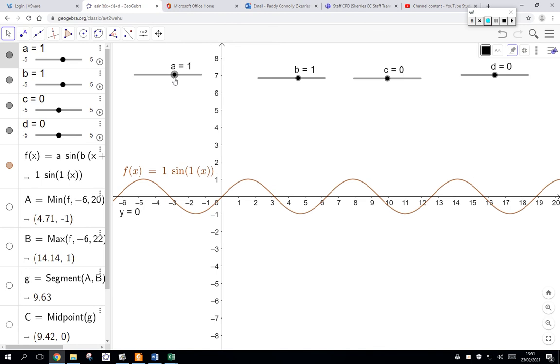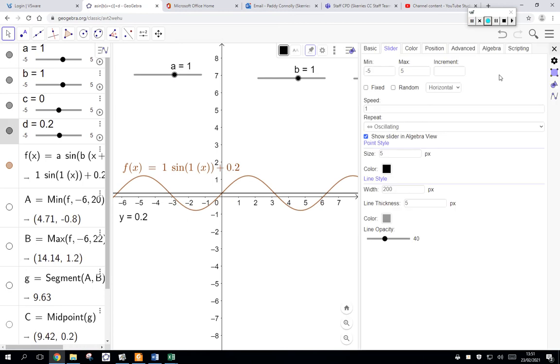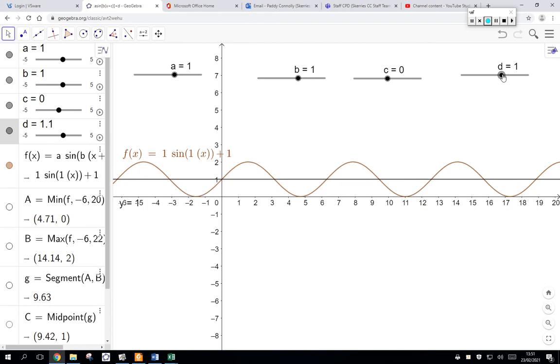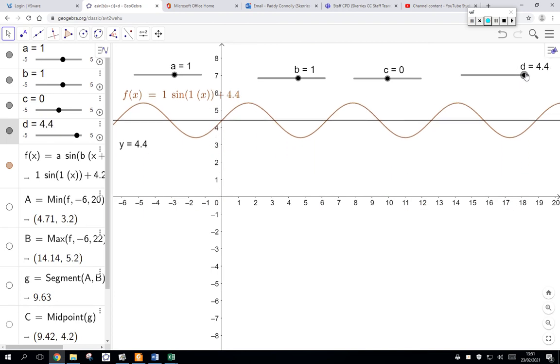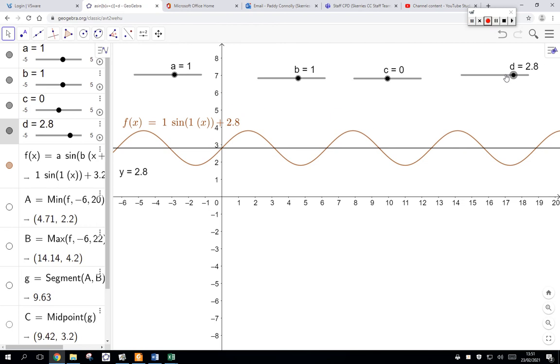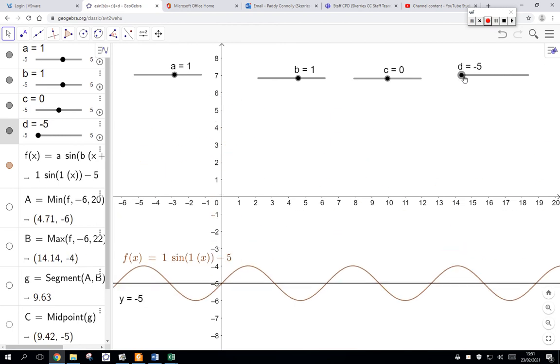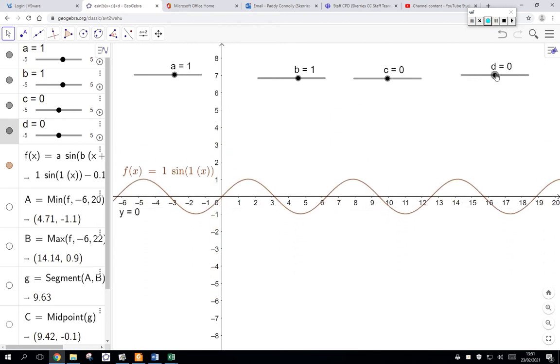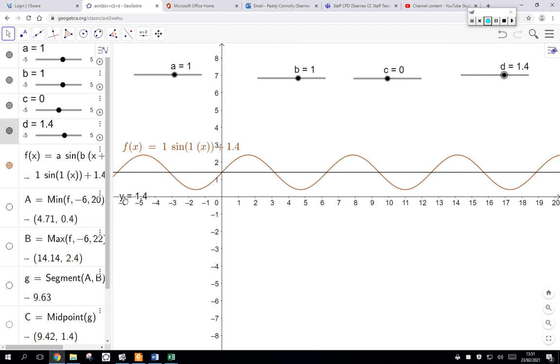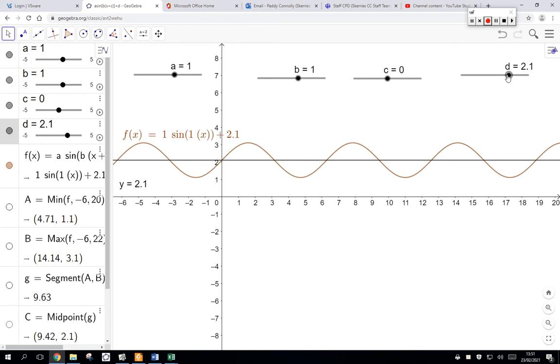Well, you'll see as I change that value for d, there's my parent function back there. As I increase it, my sine function goes up. As I decrease it, my sine function goes down. And I want you to look at the equation of the midway line, which I've put in here in black. Y is equal to 1.4 at the moment. Y is equal to 2.1 here. Notice that's just the value of d here. Sine of x plus 2.1, which is outside, a second term in there.